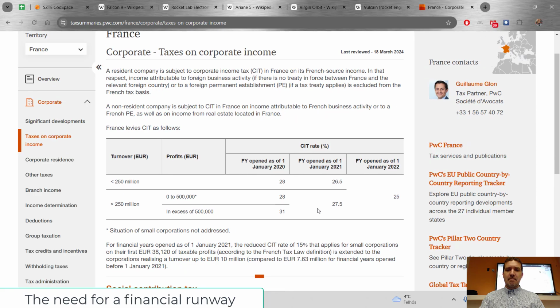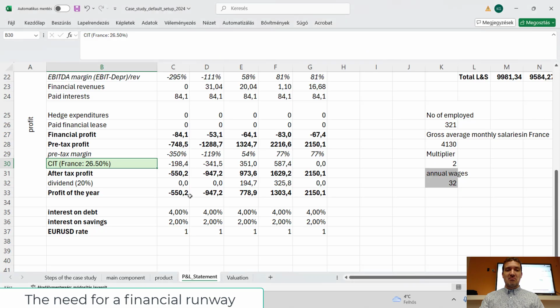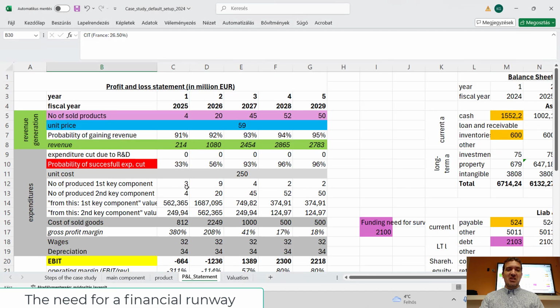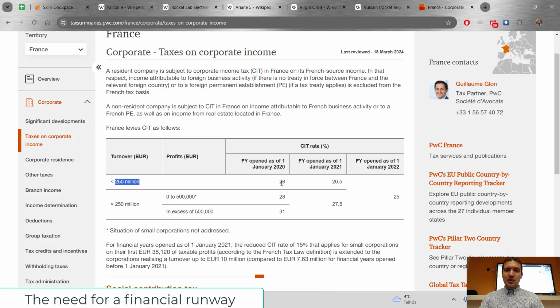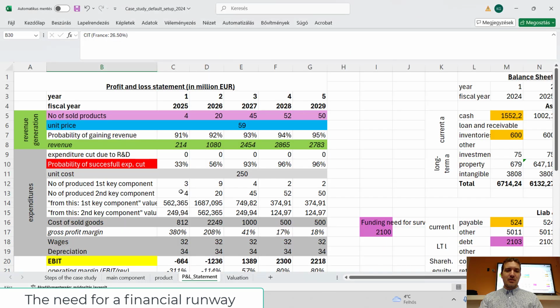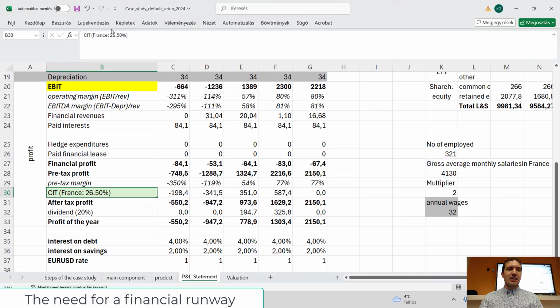Yeah. If our turnover is above 250 million euros, it's above. Okay, it's not complicated at all. So right now it is 25%. So there was a tax cut in France, which is good. Less intense incentive for tax optimization.